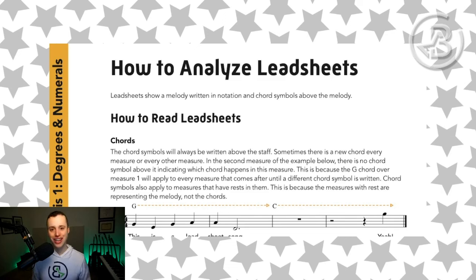Huge congratulations to you for making it to this final chapter, this final module in the Theory 1 course and, of course, in the Best Music Theory book for beginners. This is where the magic happens. Everything you've learned has led up to this, because now you're going to take all your theory knowledge and use it to break down, to analyze, to understand music that you love.